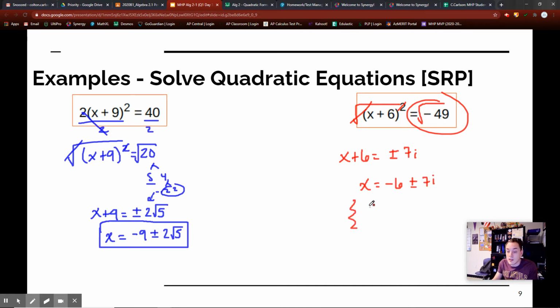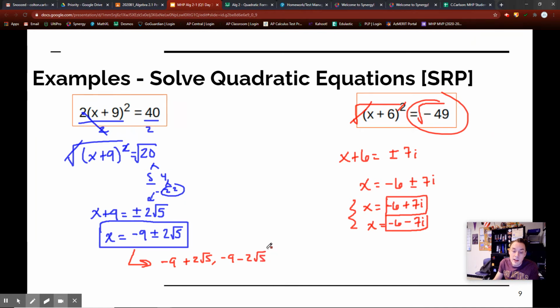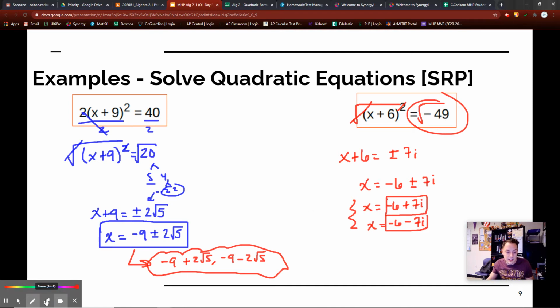Now, MyMathLab will more than likely ask you to do two separate answers for this. So x equals negative 6 plus 7i, and then x equals negative 6 minus 7i. So most likely they'll ask for both. They may even ask for both over here and say negative 9 plus 2 radical 5, comma, negative 9 minus 2 radical 5. I can't remember, but just know that you can separate them into two separate values. Okay? All right. Let's erase and let's continue.